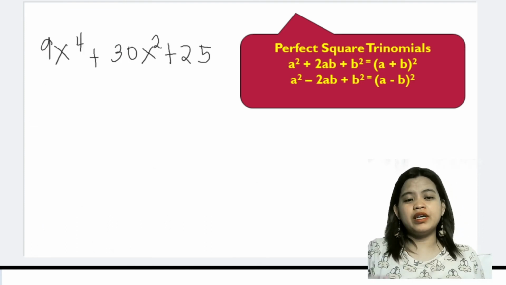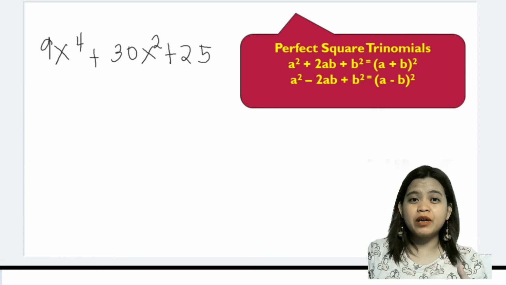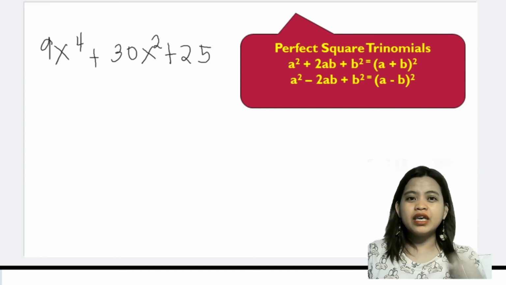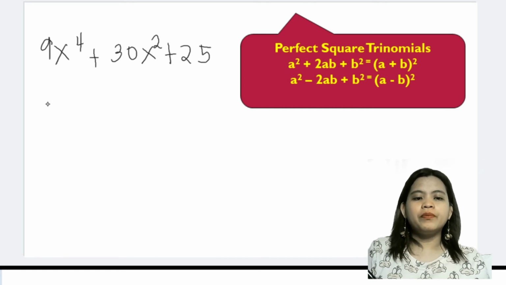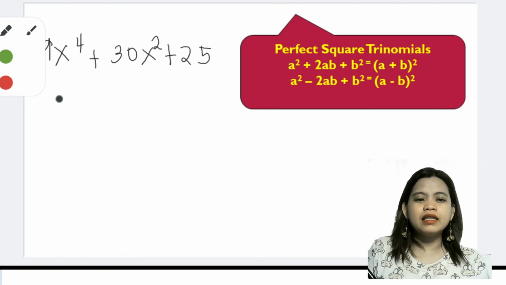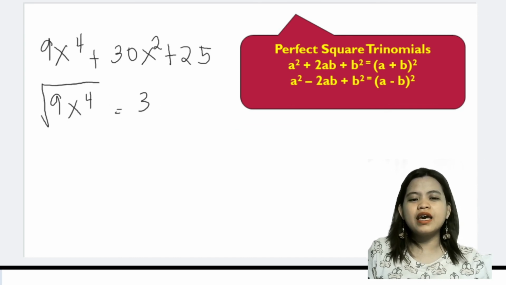Now, our last example is knowing that our trinomial is already a perfect square trinomial. We have 9x raised to the 4th power plus 30x squared plus 25. So, meaning to say, how can we get easily the factor given that our trinomial is already a perfect square trinomial? We need to get the square root of the first term, which is 9x raised to the 4th power. Get the square root, we have 3x squared. And the square root of our last term, which is 25, is 5.